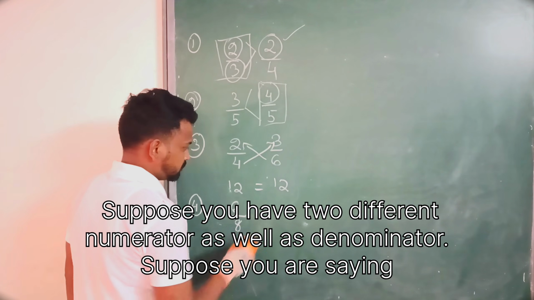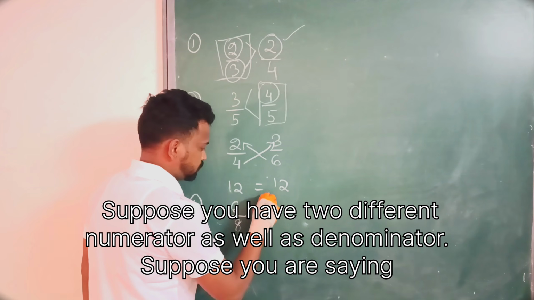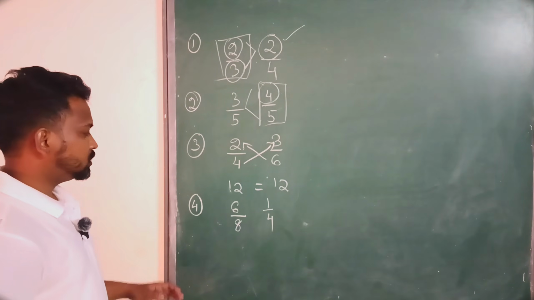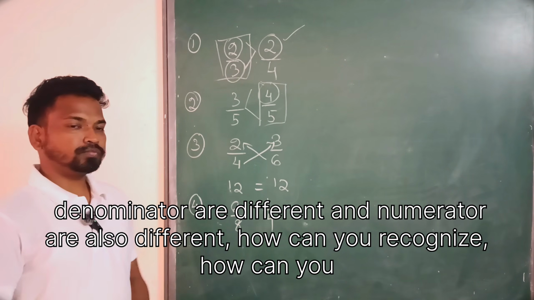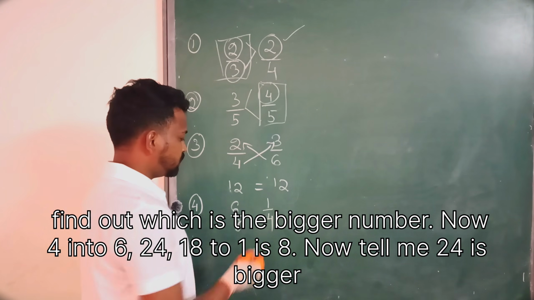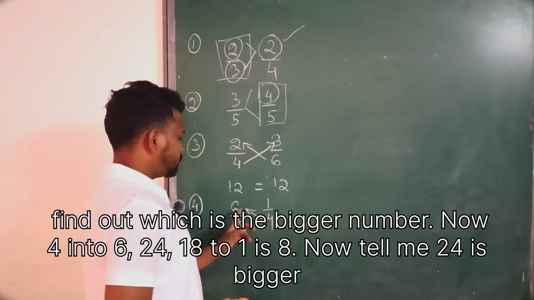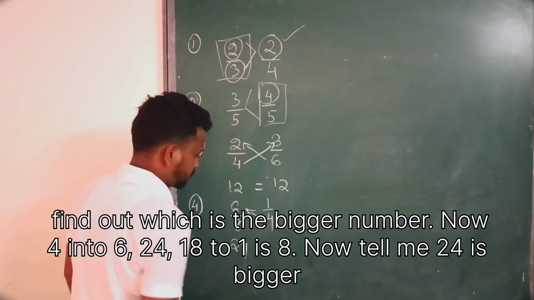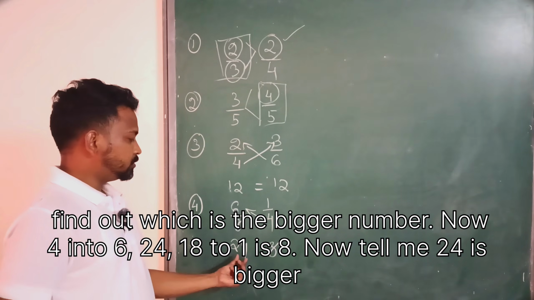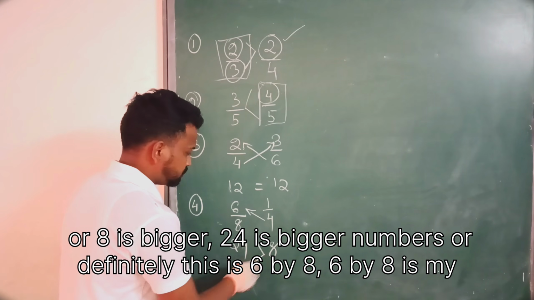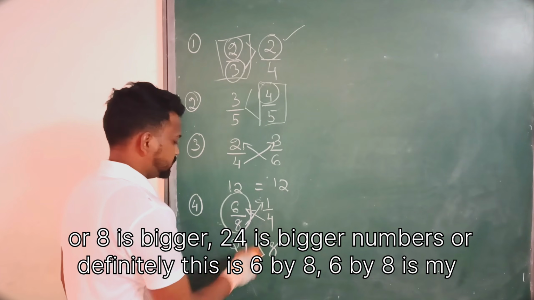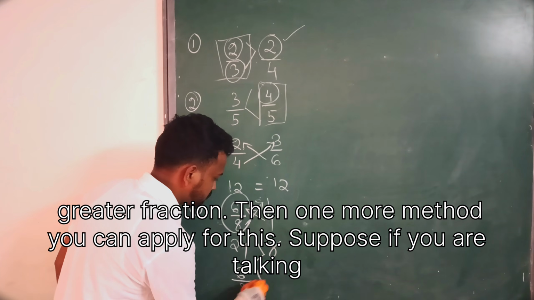Take 6 by 8 and 1 by 4. If the denominators are different and the numerators are also different, how can you find out which is bigger? Now 4 into 6 is 24, 8 into 1 is 8. Tell me, is 24 bigger or 8 bigger? 24 is the bigger number, so definitely 6 by 8 is my greater fraction.